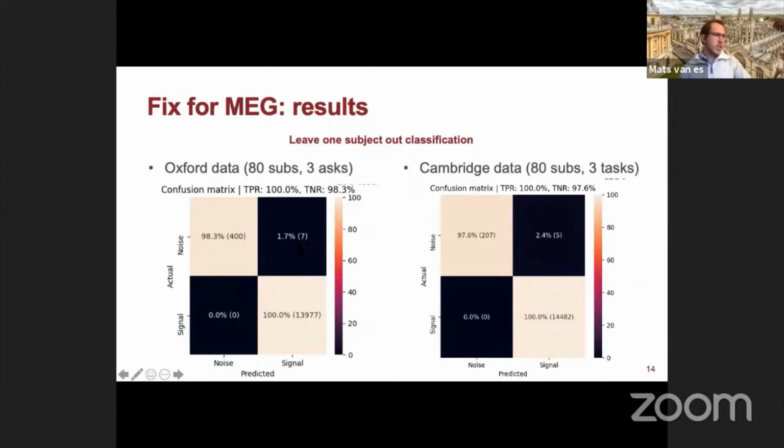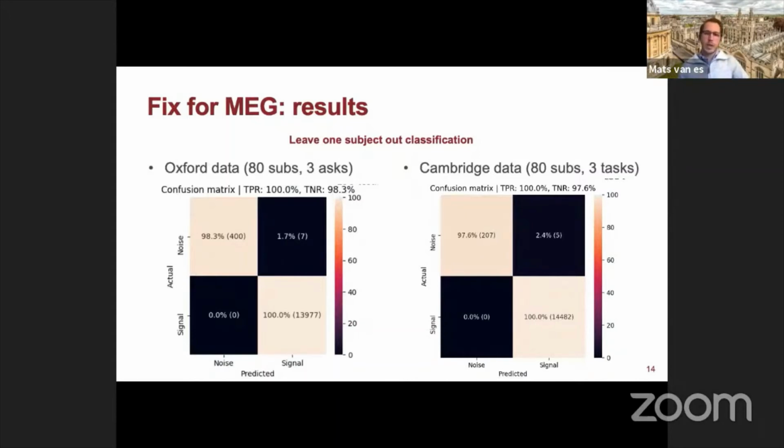So there's only 7 components out of the more than 14,000 components that were mislabeled, mispredicted, which gives us a true positive rate of 100% and a true negative rate of 98.3%, which is really, really high.